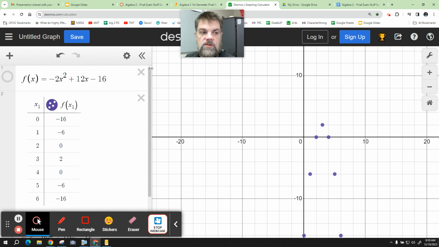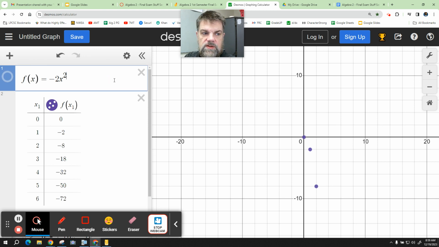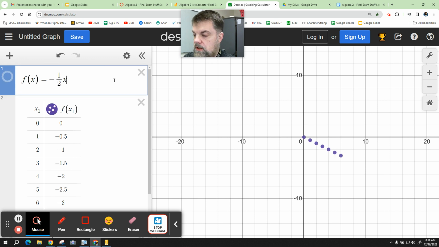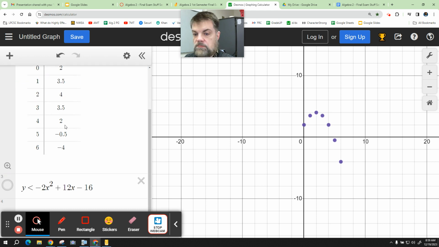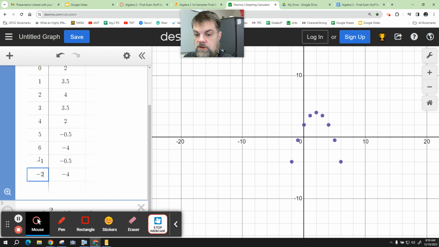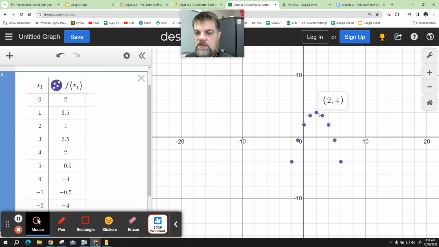So I'm going to enter in the function as it is written. Negative 1 divided by 2 x squared plus 2x plus 2, and looks like I need a negative 1 in there somewhere, so let's do a negative 1 and a negative 2. There we go, that's pretty good, right? And so it looks like we have a vertex here at 2, 4.